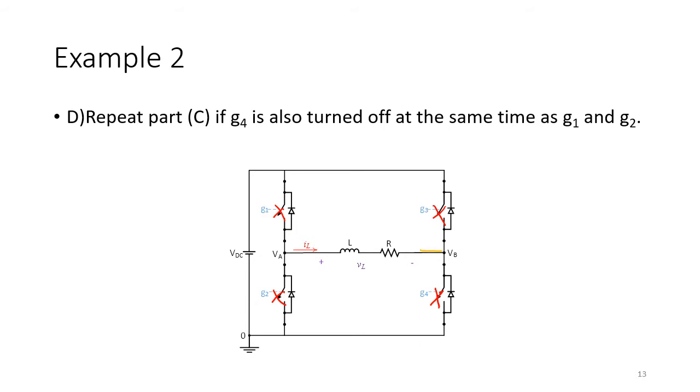So current comes here. Then it should find a path. Can it go through the diode of D4? So it should go this way and continue. Then the current is like this. Reaching this point, it cannot go through G3 or G1, and it cannot go through its diode because the direction of the current is opposite. So it continues and goes through the source.